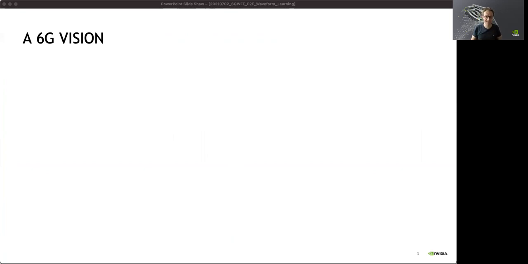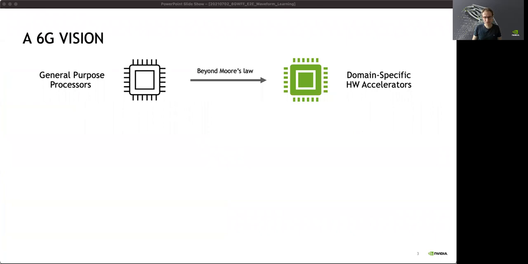But before delving into technical details, and because this is a 6G workshop, let me start with a very simple 6G vision that fits on one slide. Thanks to Moore's law, we have seen increasing processor performance and efficiency over the last decades. However, Moore's law has essentially come to an end by now, and domain-specific accelerators are one way to continue scaling performance and efficiency.